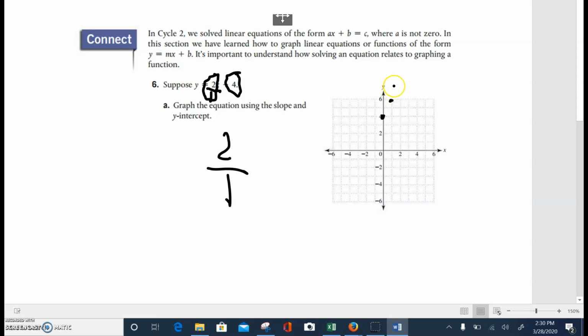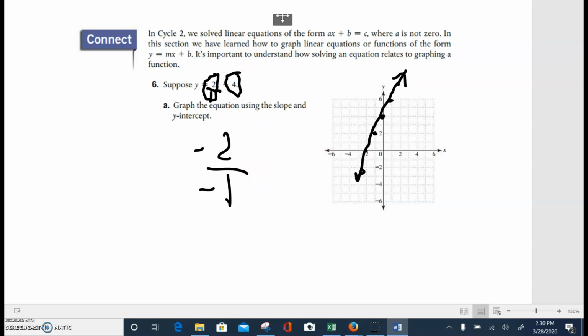And I could go up 2 and do 1 in my mind. Or the other thing is I can make them both negative. Because remember, a negative divided by negative is still a positive. So if I go down and to the right and down and to the right, that's still going to do the same thing. And so then I could draw my line. Okay, so that's one way of graphing a line.